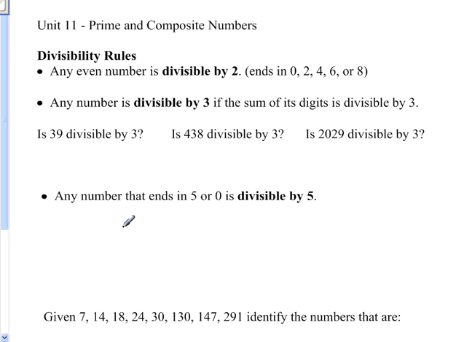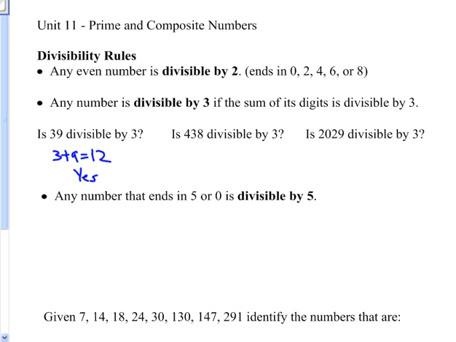Turns out that if you take the individual digits in a number and add them up, and the result is divisible by 3, then the number itself will be divisible by 3. So for instance, is 39 divisible by 3? Well, how we test it is we take 3 plus 9, which is 12, and since 12 is divisible by 3, 39 will be divisible by 3.